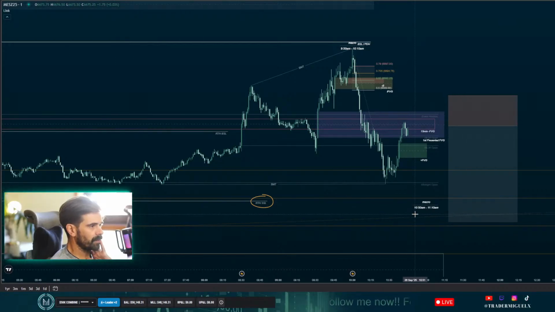So 1050 macro is getting into place. There's not much left here. So right now we are playing a rejection here on the first presented fair value gap. It kind of came for a premium array of equilibrium, and it's now getting rejected aggressively.